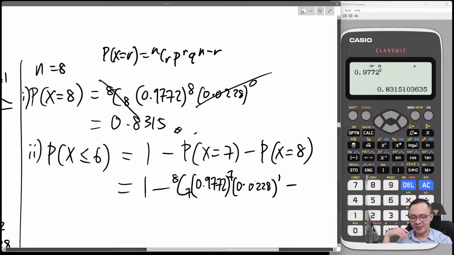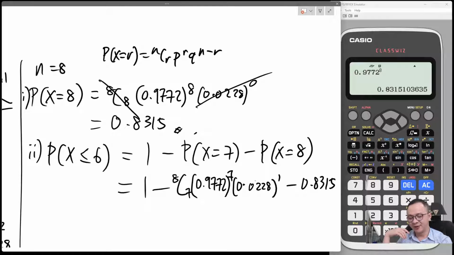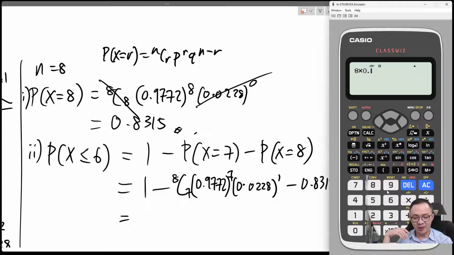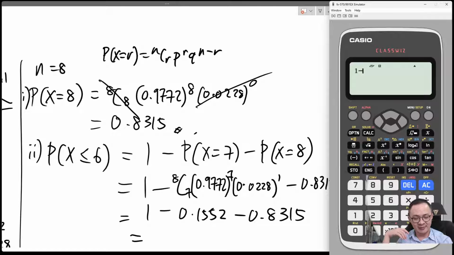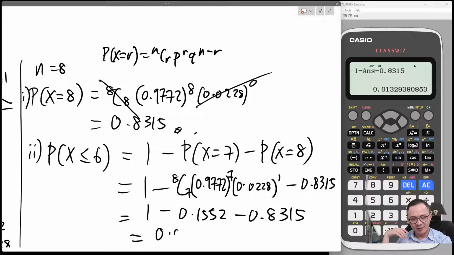So 8C7 is 8. Multiply 0.9772 to the power of 7, multiply 0.0228. Okay, 1 minus 0.1552 minus 0.8315. So 1 minus my answer, minus 0.8315. The answer is 0.01329. Done.